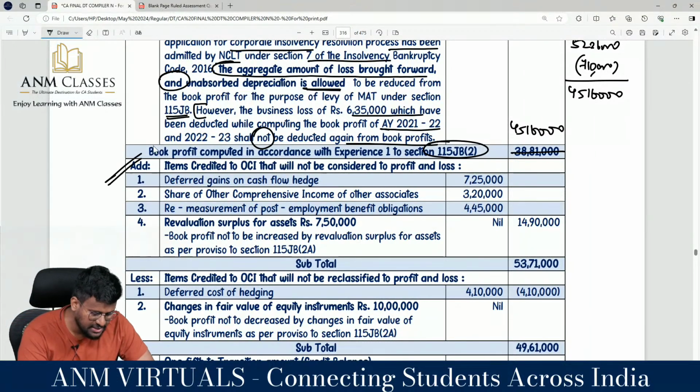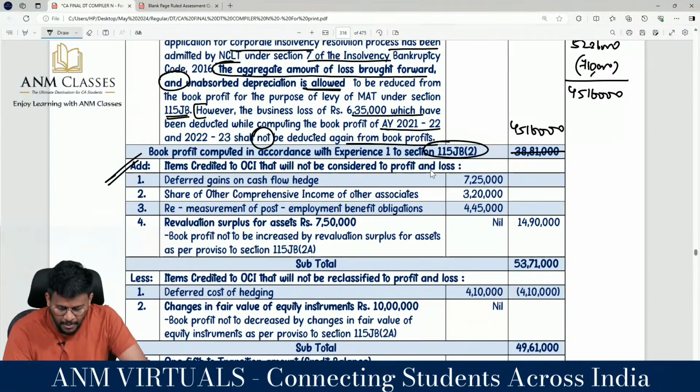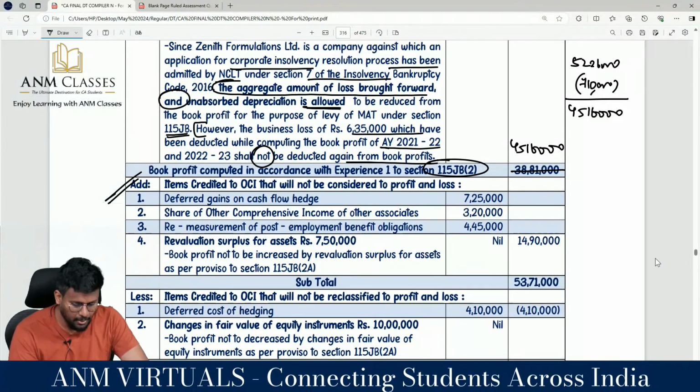Now I have to make the OCI adjustment: items credited to OCI that will not be reclassified to P&L. Only those items will be taken into account. Number 1, deferred gain. Deferred gain means I will add 7,25,000. Share of OCI of other associates is income, so I should add it.